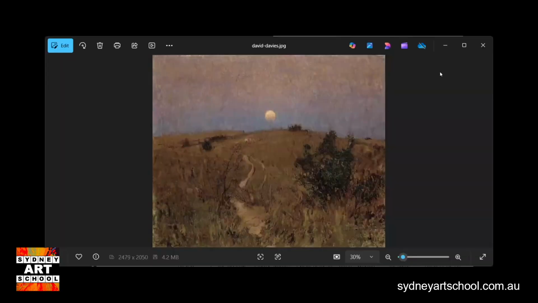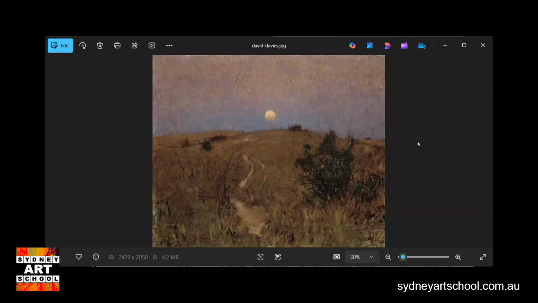This is by an artist that I really like, an artist called Davies. He's an Australian artist who was around at the time of the Heidelberg artists, which is people like Arthur Streeton, Tom Roberts, that period of time. So turn of the last century. And I really love his work. I think it's really atmospheric. I think it's really beautiful.